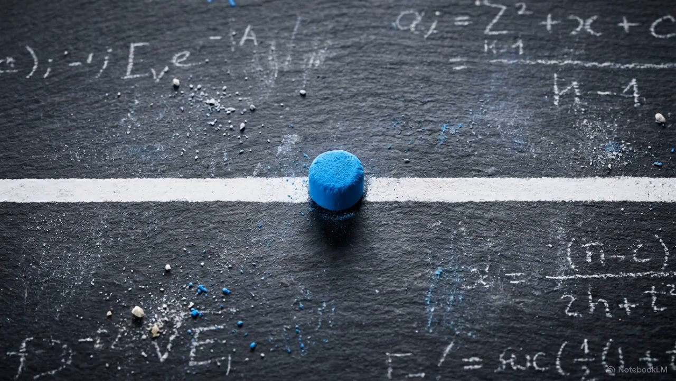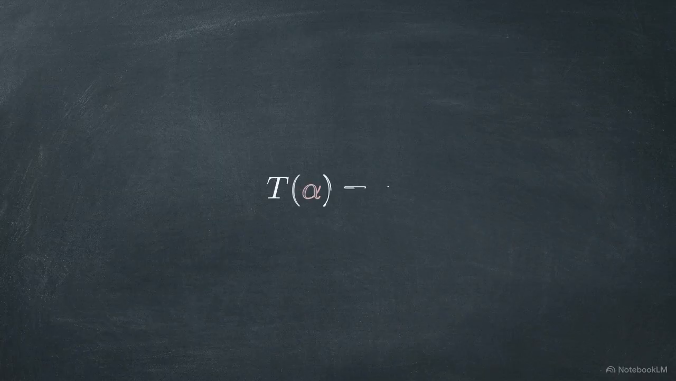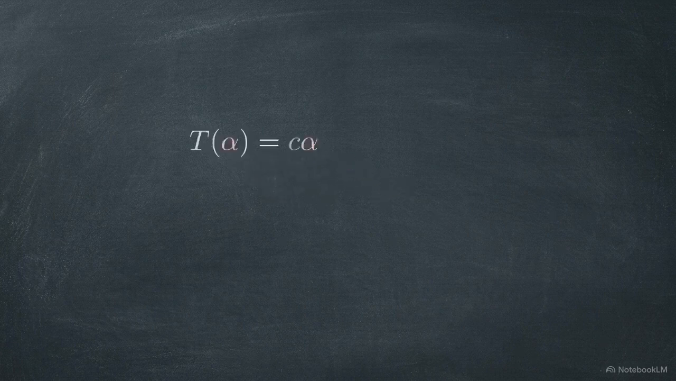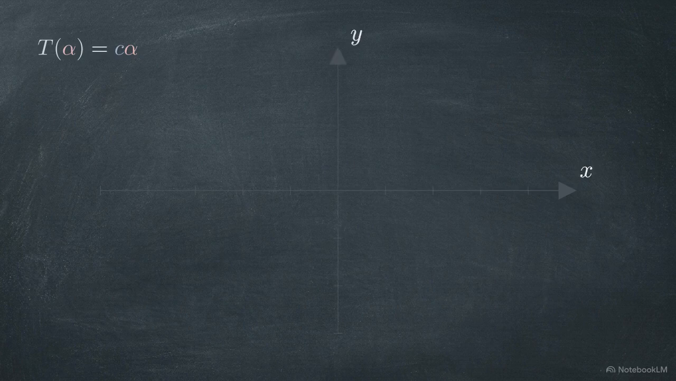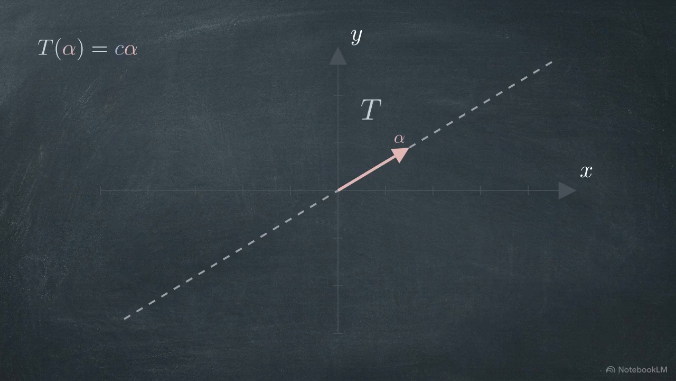To see how this works in practice, we look at the simplest possible iteration, the one-dimensional invariant subspace. This requires the standard definition of an eigenvector, where the transformation of a vector alpha equals a scalar multiple, c, of that same vector. Here is a 2D plane, featuring a single vector on a one-dimensional dashed line passing through the origin. When the transformation is applied, the vector scales, but its direction is perfectly preserved along that specific line.